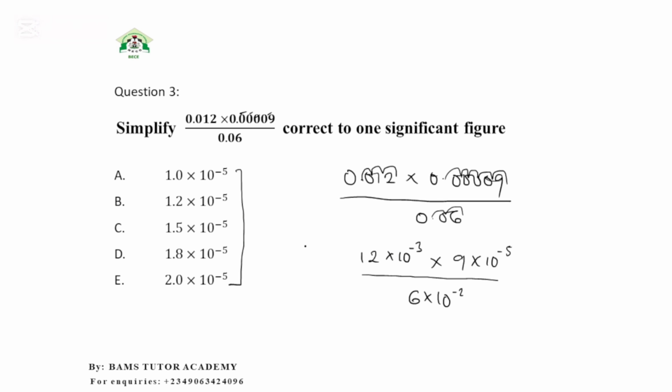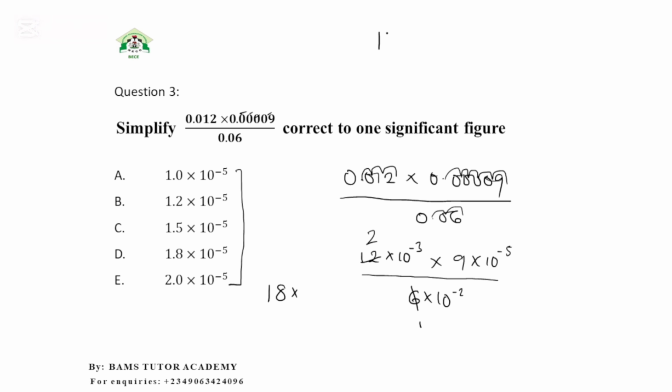So what you want to do here is just focus on the numbers first. Let all the 10s be. So 6 into 12 is 2, times 9 is 18. So I have 18. Now let me focus on the powers of 10. For indices, I don't know if you've touched that before. Whenever we are multiplying, we add the powers, and whenever we are dividing, we subtract the powers.